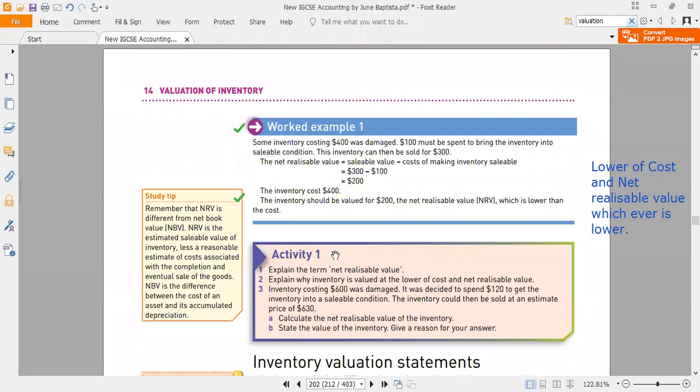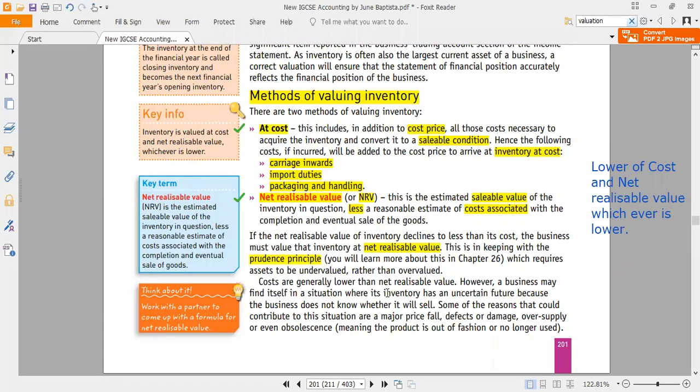Okay, so here costs are generally lower than realizable value. However, a business may find itself in a situation where the inventory has an uncertain future because the business does not know whether it will sell. Some of the reasons that could contribute to this situation are major price fall, defect, damage. You see, major price fall.